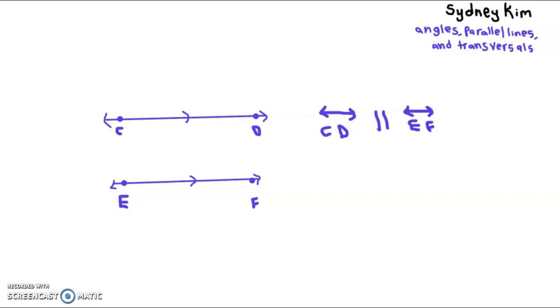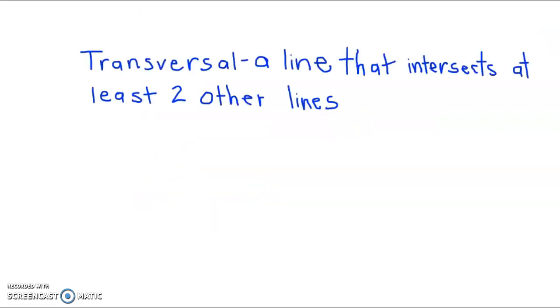Now we're going to say that there's a line that intersects these parallel lines. This is a transversal, and we'll label this L. A transversal is a line that intersects at least two other lines.